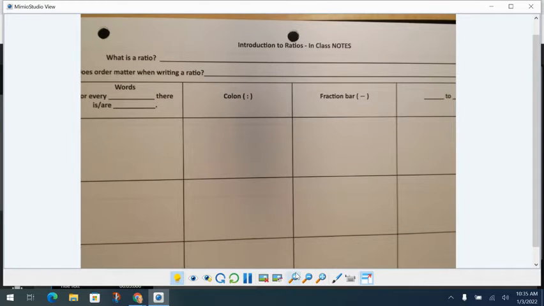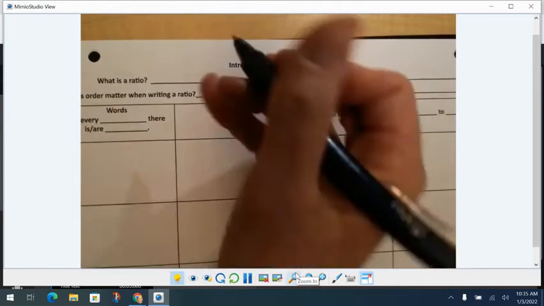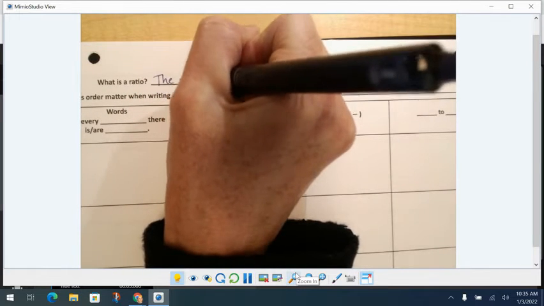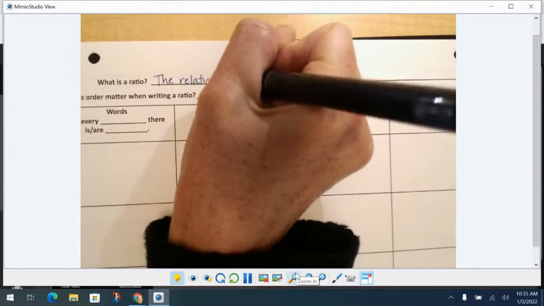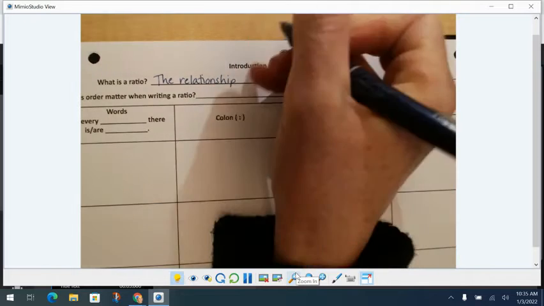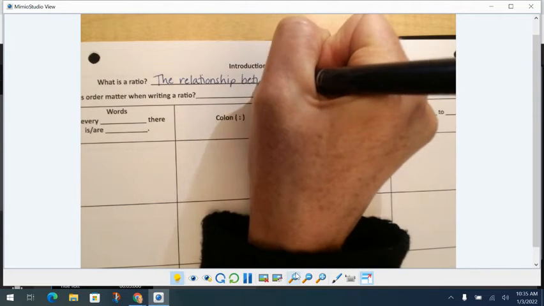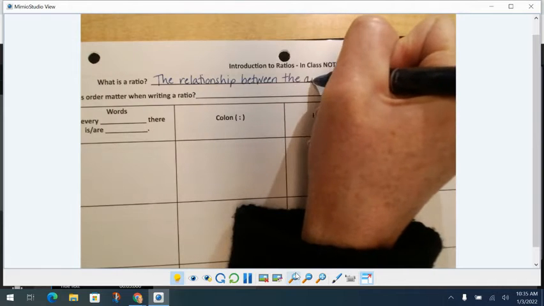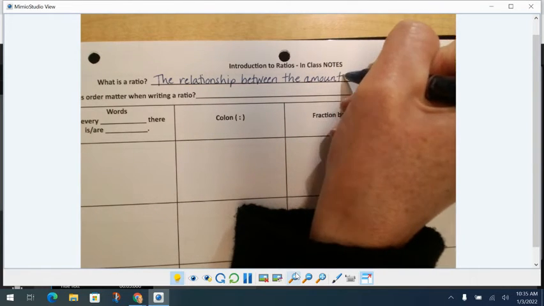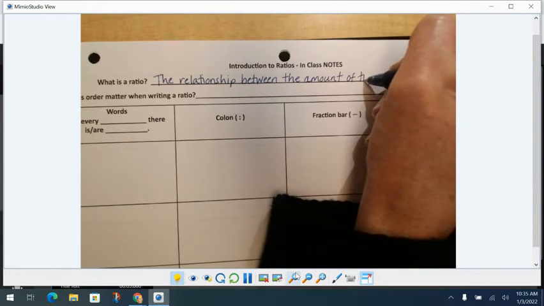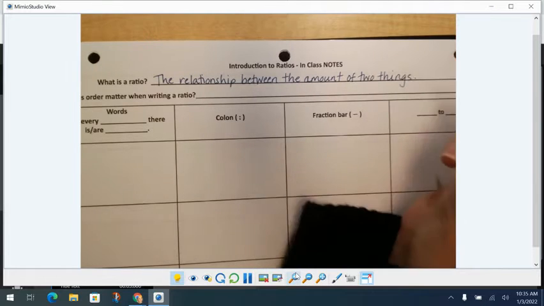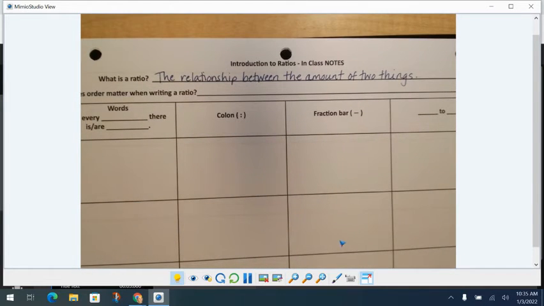So it says, what is a ratio? A ratio is basically the relationship between the amount of two things. So the relationship between the amount of two things.